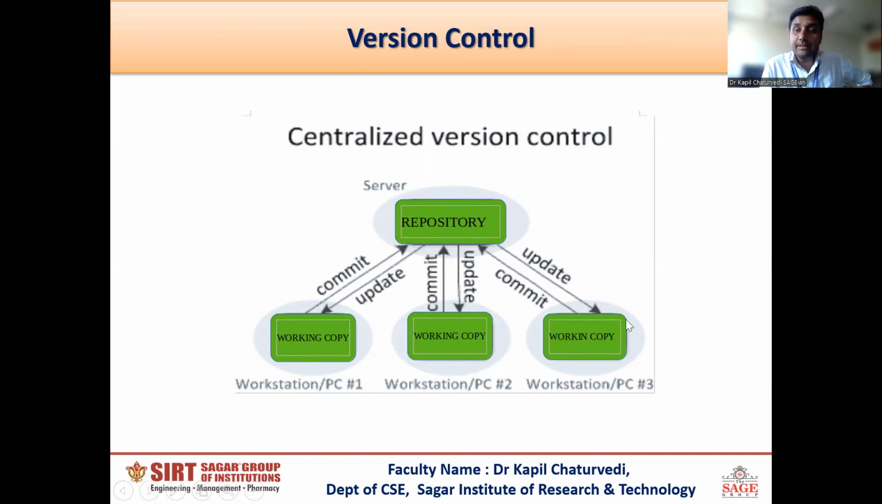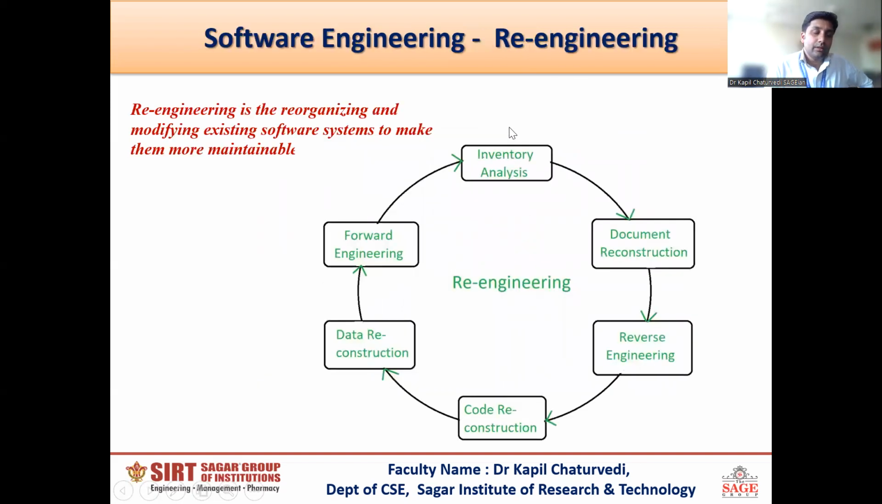Then that teams can release the new version. That process is known as version control. Two terms are very important in software engineering from the examination point of view, as well as the practical life of the software industry. The first one is re-engineering and another one is reverse engineering. Both of these terms are very important from every point of view.